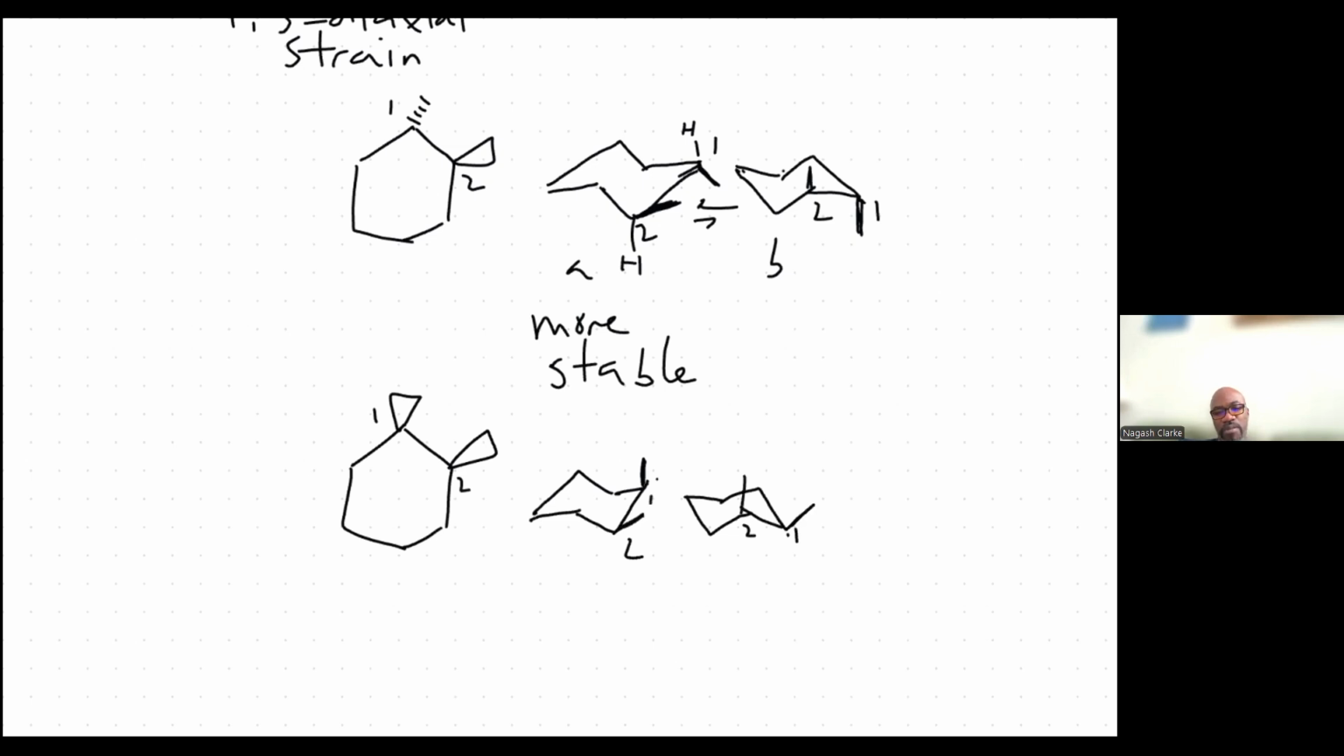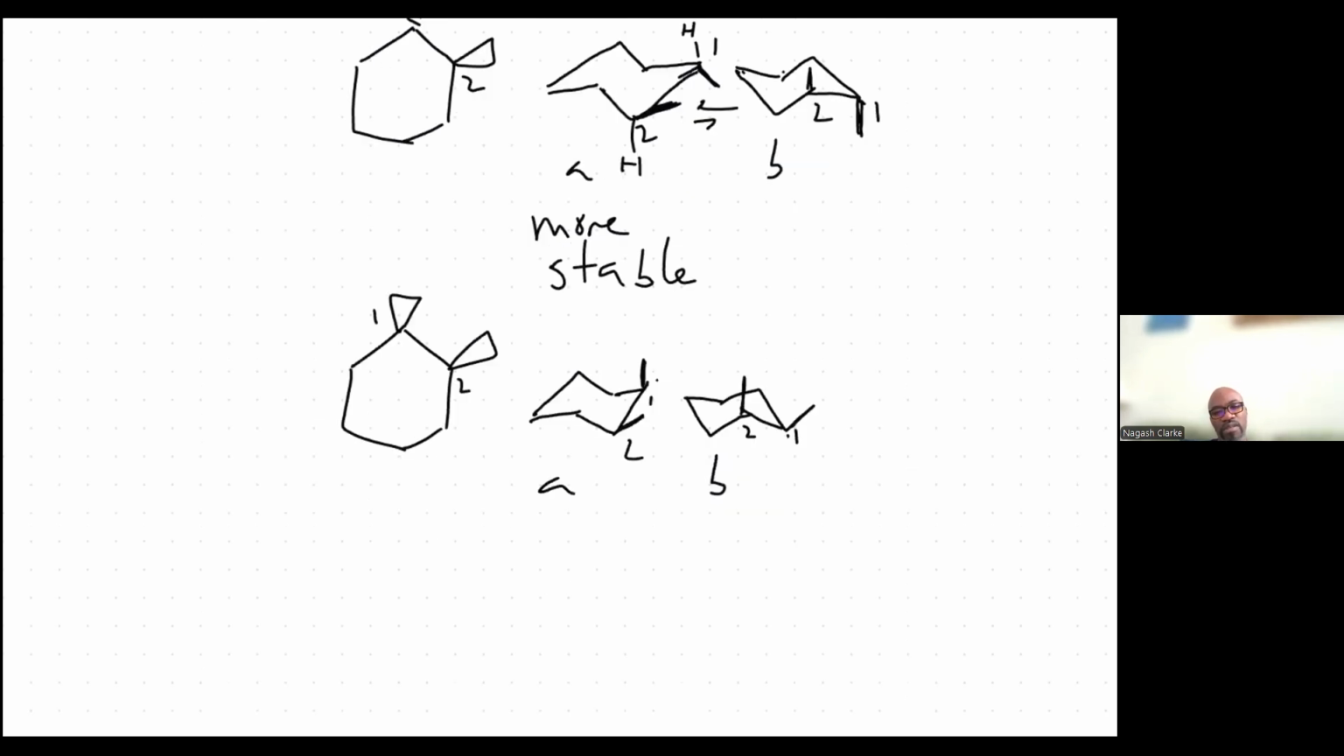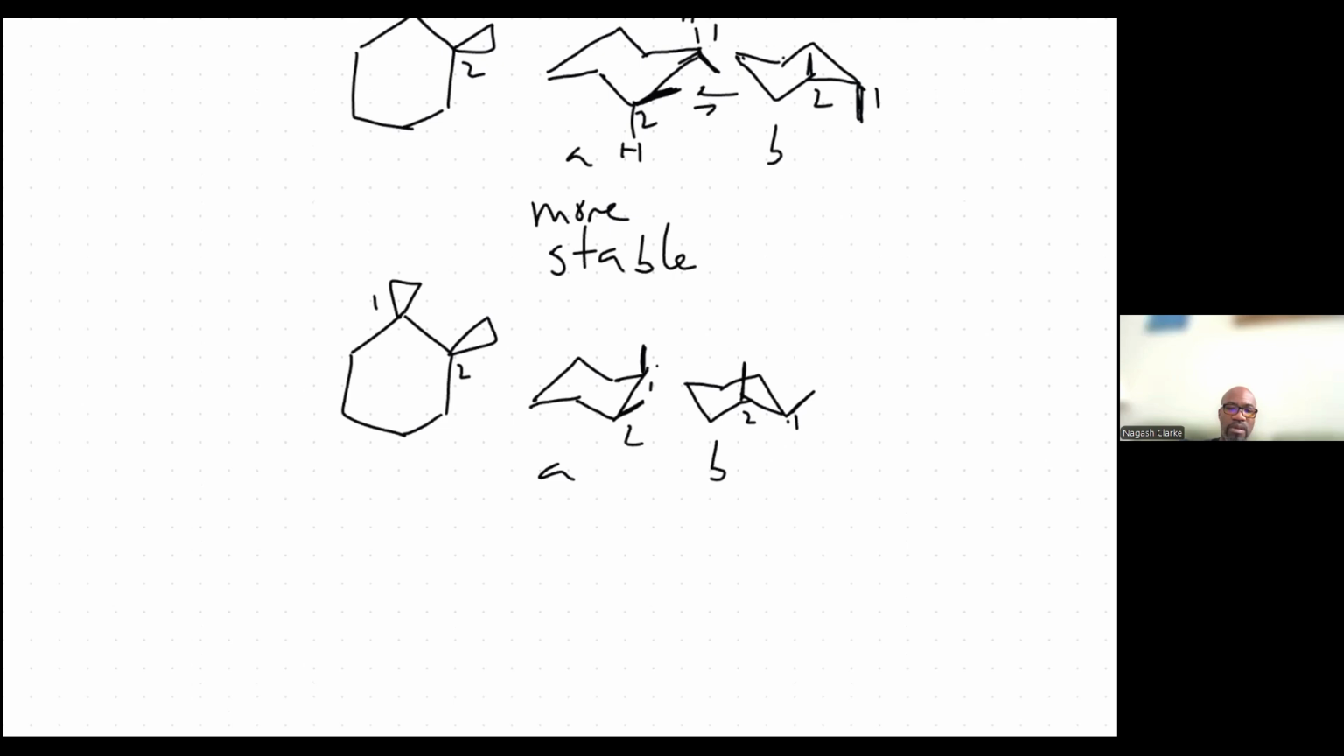So A, B. Is either of these rings more stable than the other? What do you think? No, both are equally stable. They both have one axial substituent and one equatorial substituent. So equally stable.